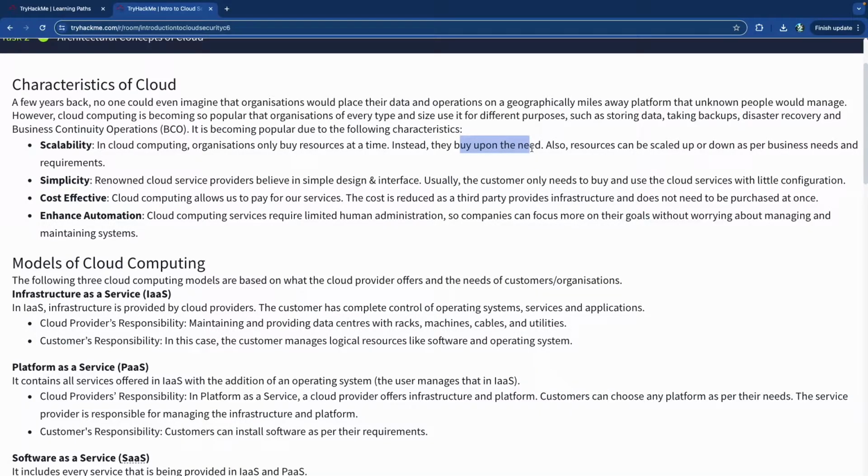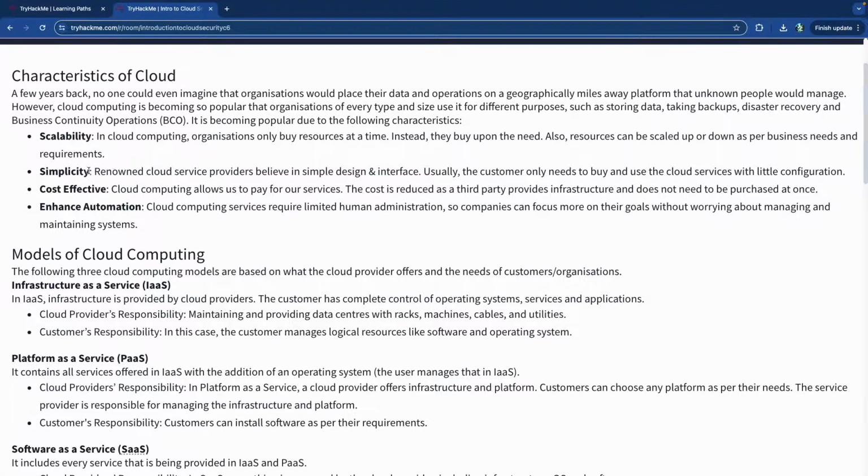Then buy based on the needs of your business, and they can be scaled up or down for the needs of your business. And then you have simplicity, just making it super easy to do all those things. Nobody needs to learn how to set up a server or build a computer, anything like that. With a couple of clicks, usually you can just get something running. And with a couple of clicks, you can get rid of it and delete that computer and just never have to worry about it again.